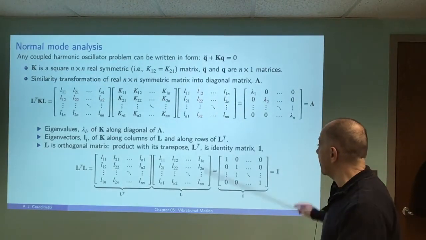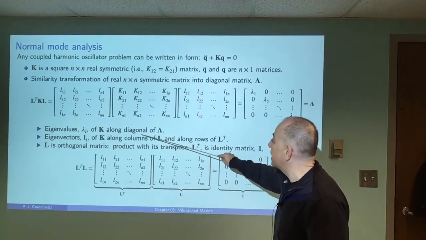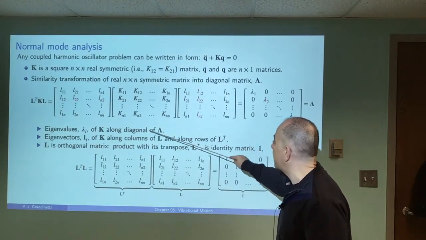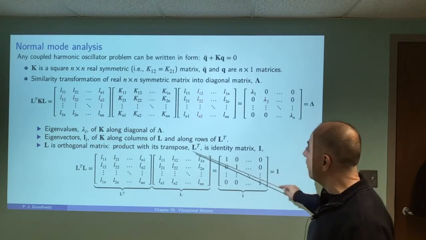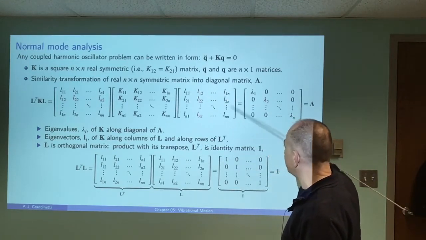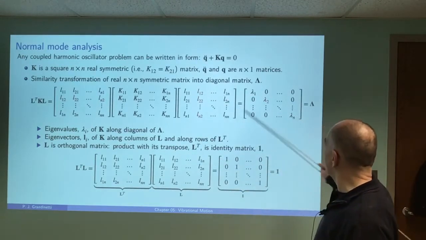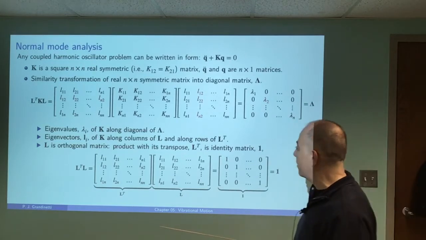Now, okay, so summarizing here then, K has eigenvalues. When you diagonalize, it has eigenvalues, lambda 1, 2, 3, all the way down to n along the diagonal. The eigenvectors are in these columns here, and each one corresponds to each one of these eigenvalues over here.